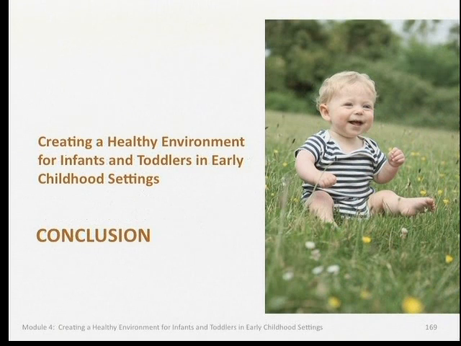Be sure to review the handout, Environmental Health Resources for Early Childhood Settings, which will provide you with online information to assist you with your program's environmental health activities. This concludes Session 1 of Creating a Healthy Environment for Infants and Toddlers in Early Childhood Settings. In order to finish Module 4, be sure to complete the second session on carbon monoxide and lead poisoning, integrated pest management, and childhood poisoning prevention.